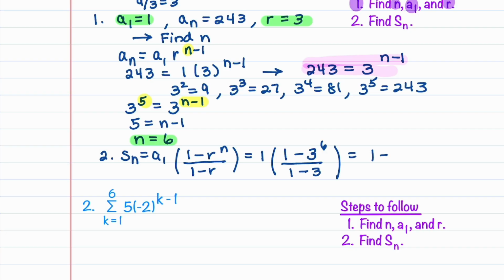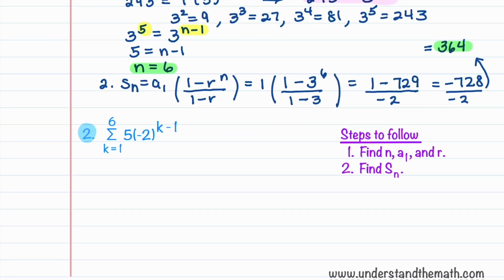This is 1 minus 3 to the 6th power, which if you use your calculator is 729. And we're going to divide this by minus 2. So this is minus 728, all divided by minus 2. Let's come up here because we're running out of space. And this is equal to 364. And there's our sum.